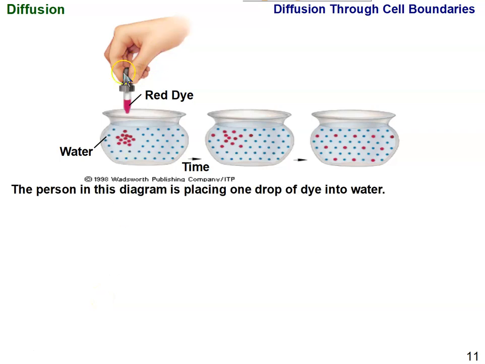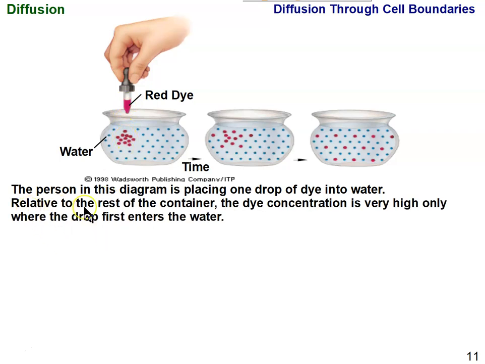So in this diagram, this person is placing 1 drop of dye into water. Relative to the rest of the container, the dye concentration is very high only where the drop first enters the water. In other words, this represents a very high concentration of dye. And we can symbolize that using our bracket. So an up arrow in a bracket means high concentration of dye. The D inside the bracket represents dye. That means everywhere else in the container, there's a relatively low concentration of dye. And actually, there is none. So it's a very low concentration of dye, so low that it's actually 0.